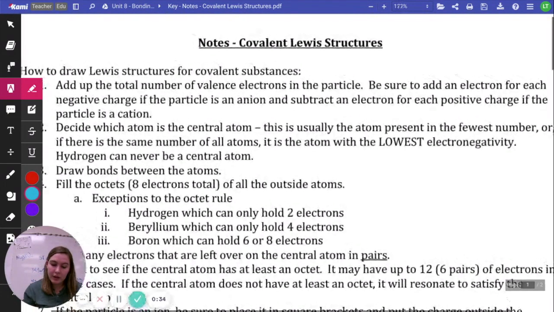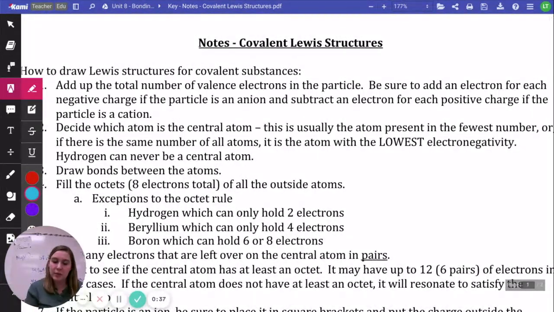So here's what happens. All right, so step one is going to be add up the total number of valence electrons in the particle. Now, if it has a charge, we either need to add or take away. So if it's positive, we'll take away electrons because positive means we've lost electrons. If it's negative, we'll add electrons because it means we've added electrons.